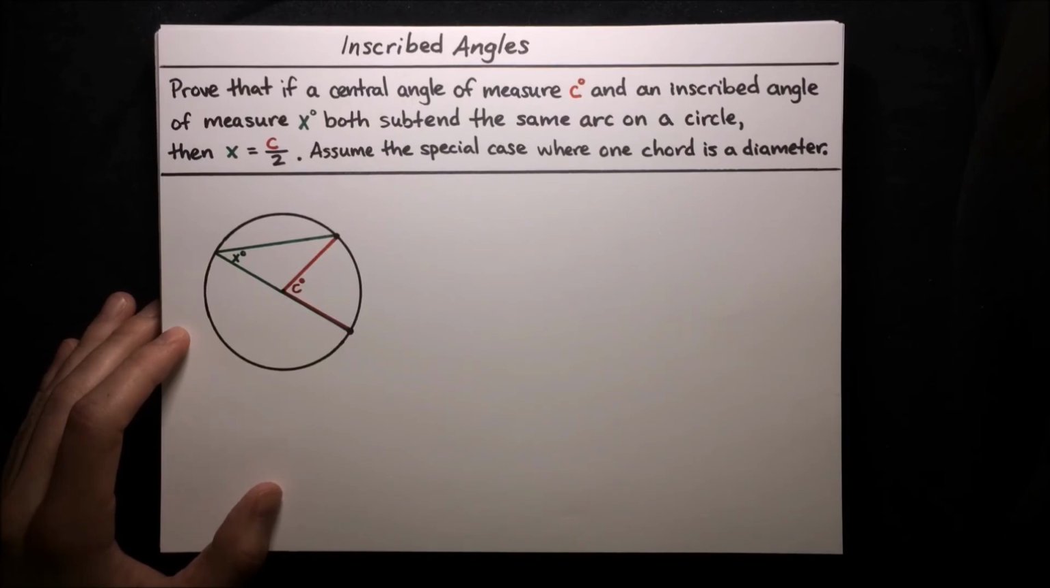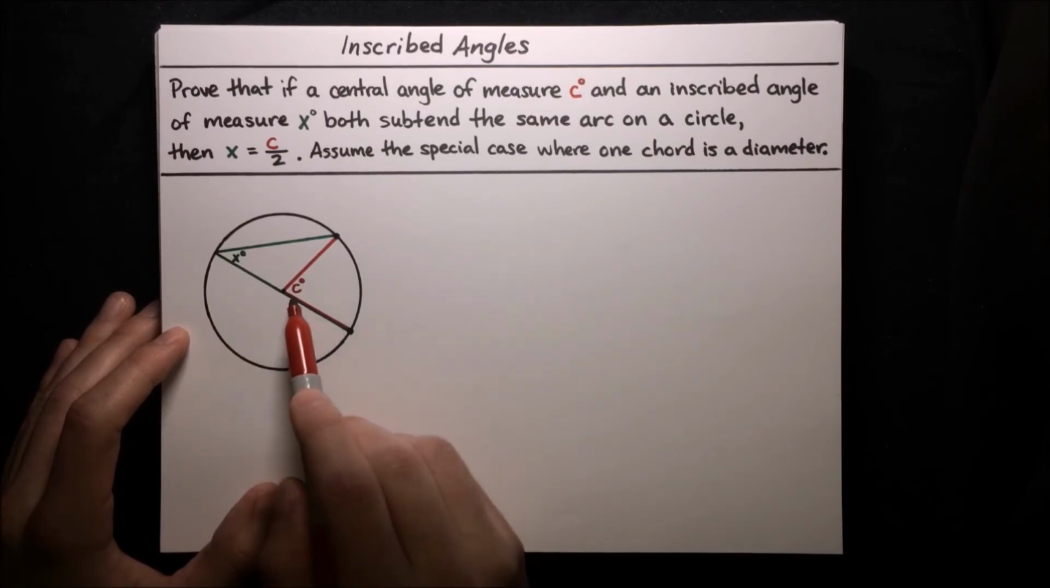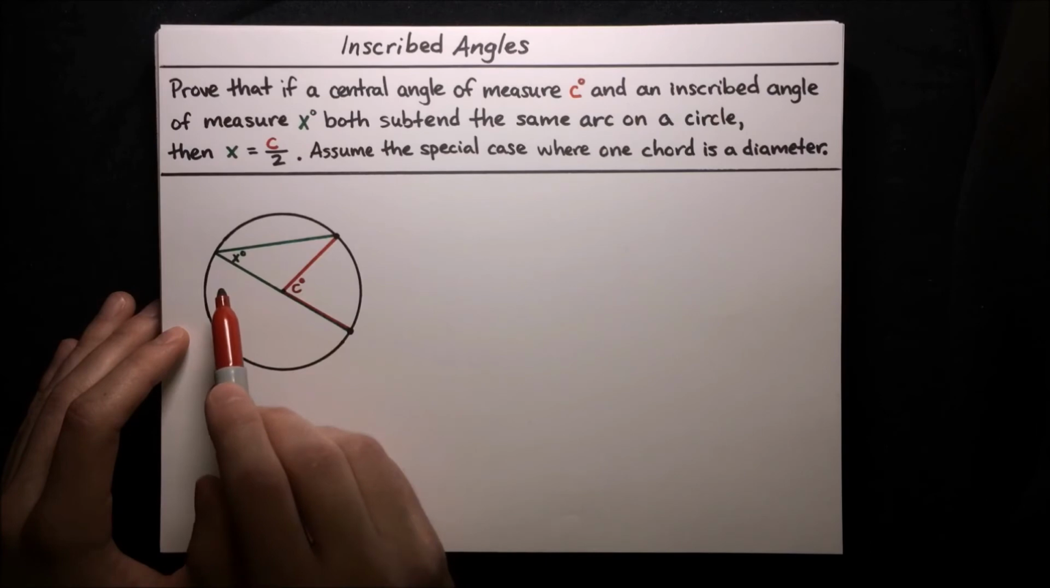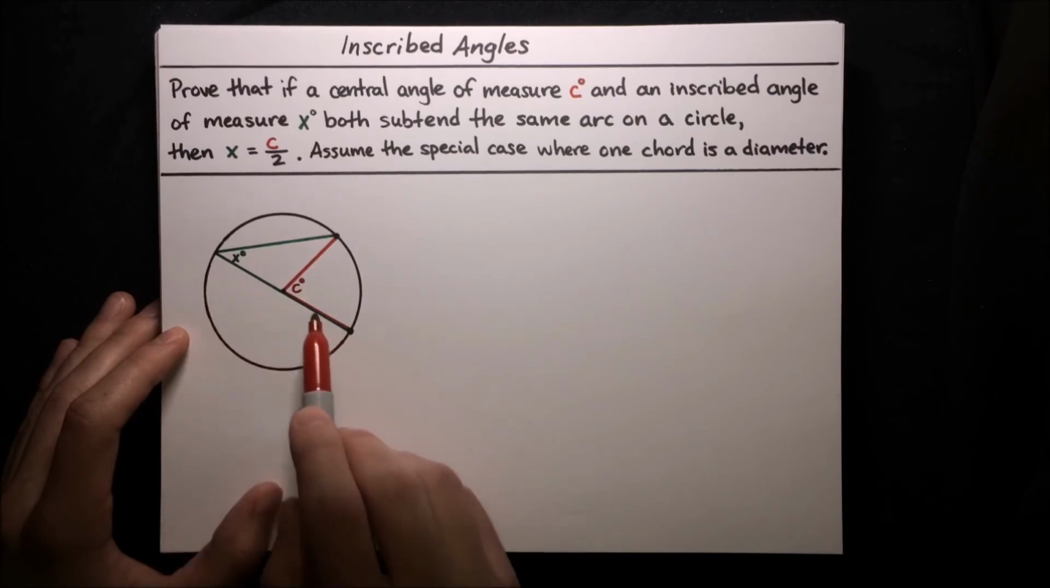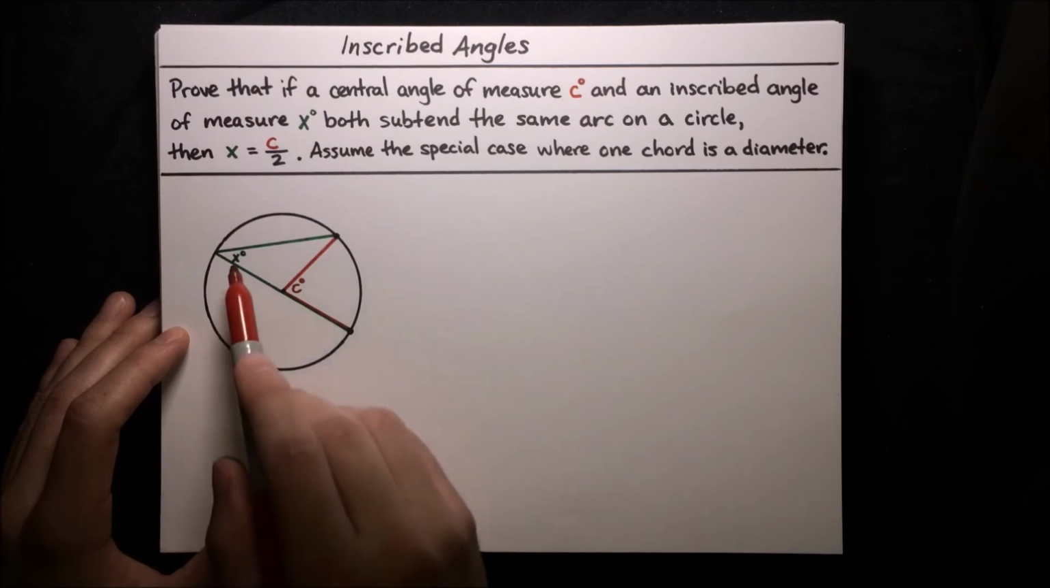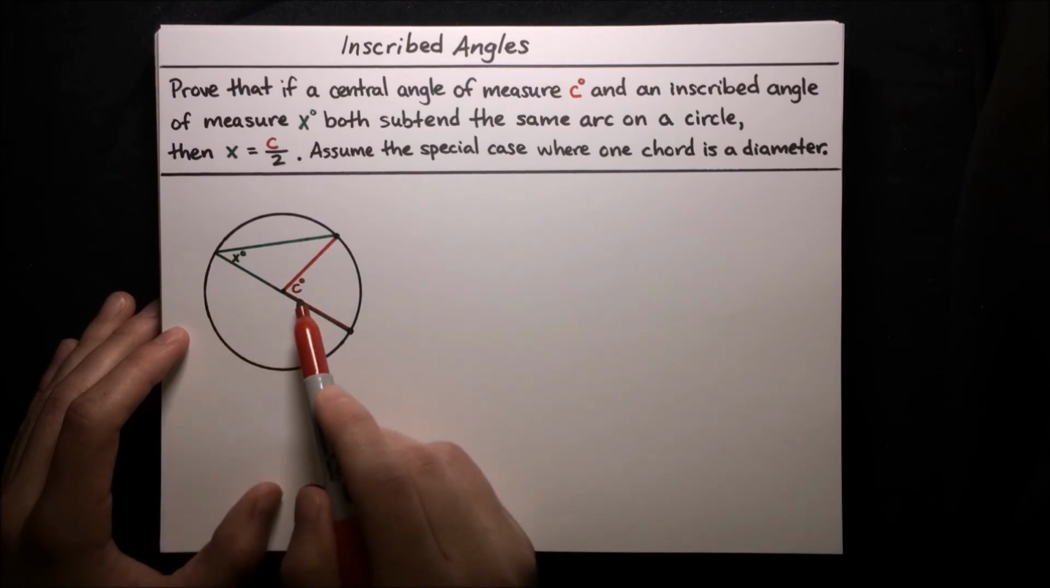Now the general proof is a little lengthier, so here we're just going to assume the special case where one chord is a diameter. That way we can get through the proof reasonably quickly. Alright, so we've got a diagram here. We've got our central angle c degrees, we've got our inscribed angle x degrees, and we are assuming that one chord of this inscribed angle is a diameter. And that's this chord right over here, runs through the center of the circle. Now we want to show that x equals c over 2. So how are we going to do that?